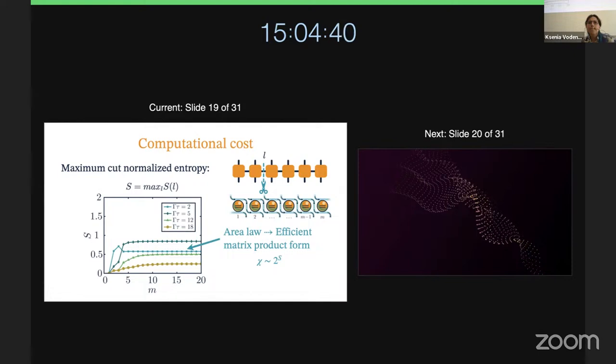The size of your system grows with time, so you have to deal with a lot of contractions at each time step, and the number of contractions will grow.